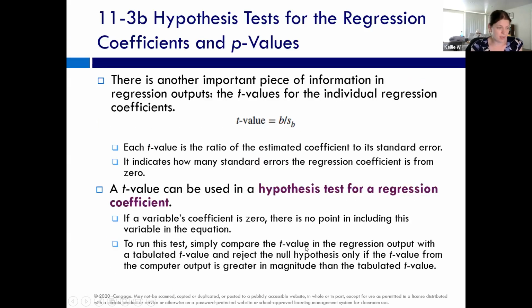And we practiced calculating p-values last week, but Excel does it for us. So if a variable's coefficient is 0, there's no point in including it in the equation. So we have to check those p-values and then make a decision. If the p-value is very high, it's telling us that that variable is not adding any value to the equation.